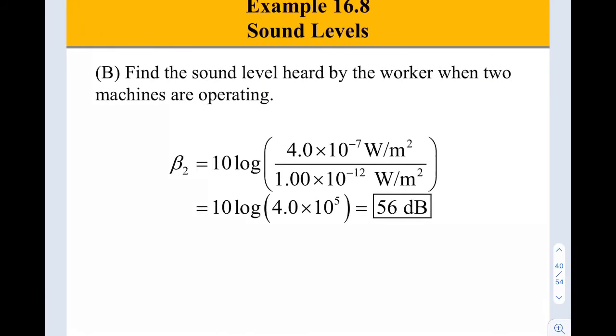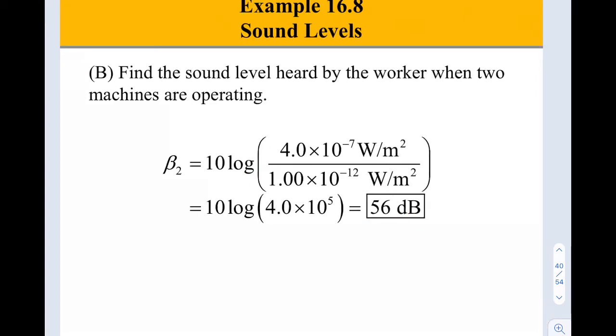Part B, find the sound level heard by the worker when two machines are operating. So when you have two machines now, you are going to double the intensity of the machines. You will get 56. If you see here, it's not directly double compared to part A, isn't it? Because it's based on the logarithmic scale. So it's 56 decibel for two machines.